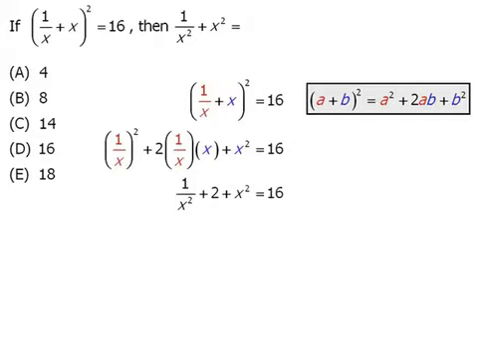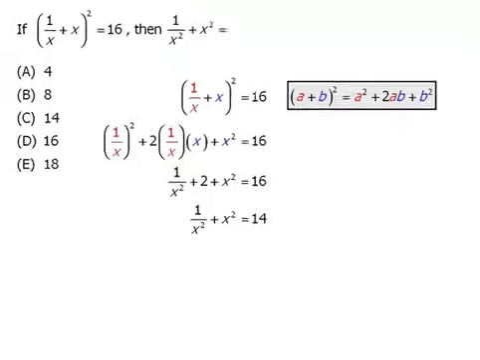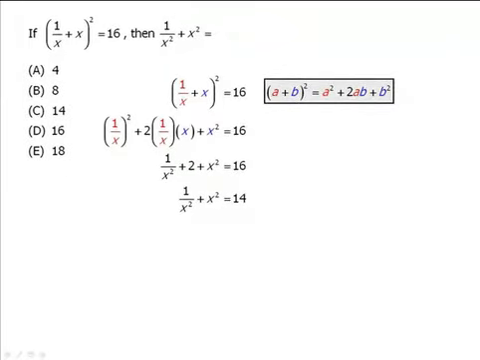And now notice that the left-hand side of our equation is very similar to the expression we've been asked to evaluate. All we need to do is remove that 2. So let's subtract 2 from both sides of our equation, and we see here that our answer is C.